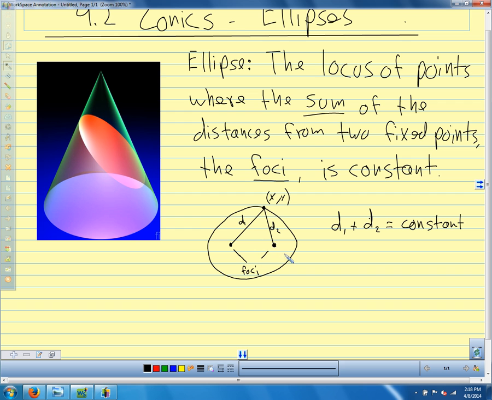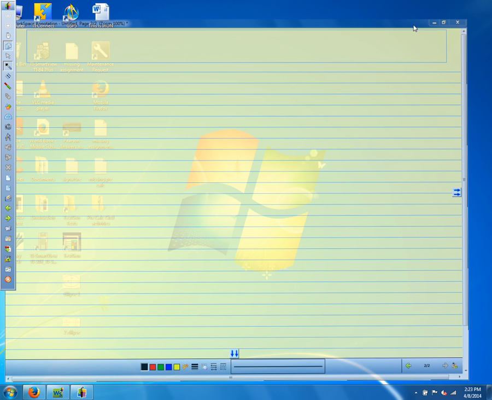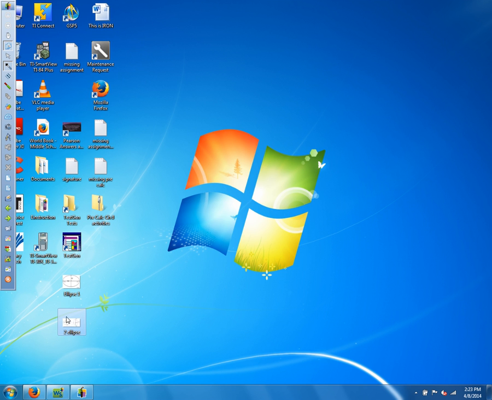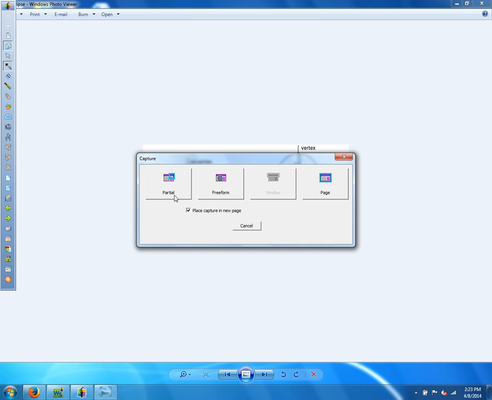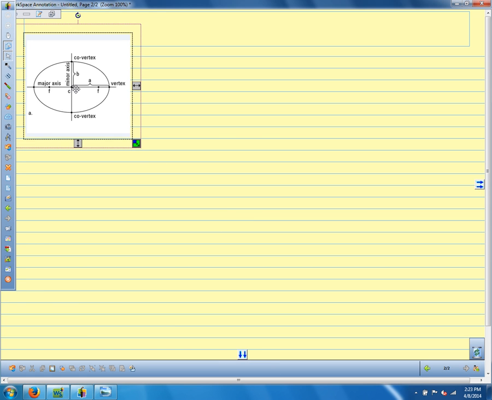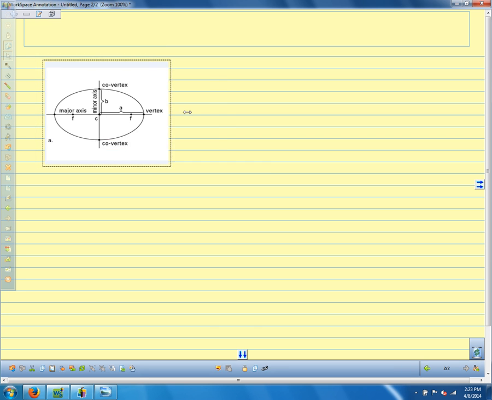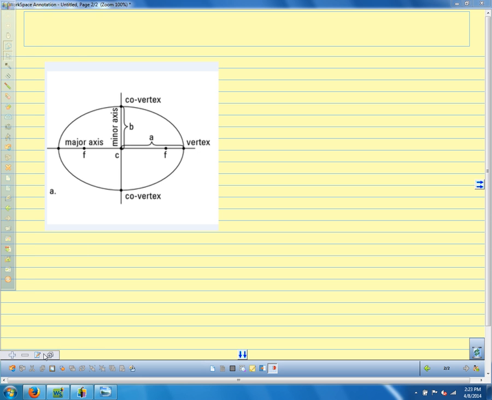All right, let's talk about some parts of an ellipse. So I have a picture here that I want to grab. This one. So there is my ellipse. I'm going to stretch it out a little bit. All right. So the 2 points that are marked F are our two foci.